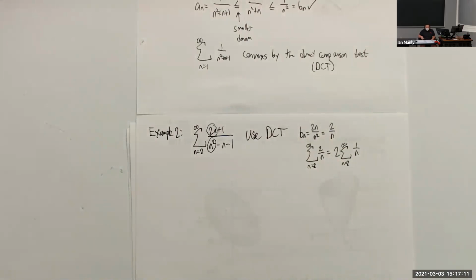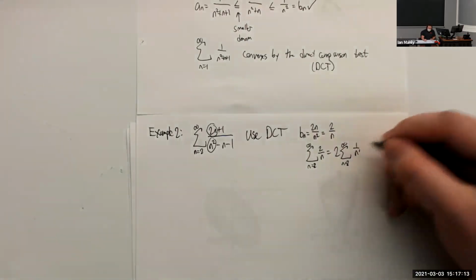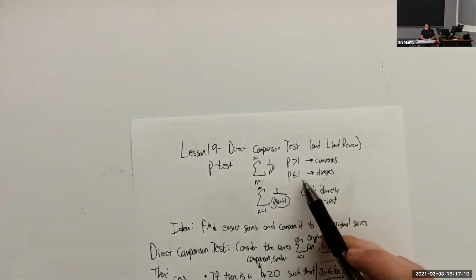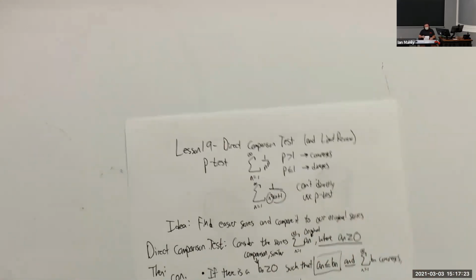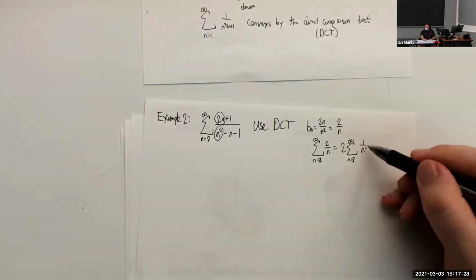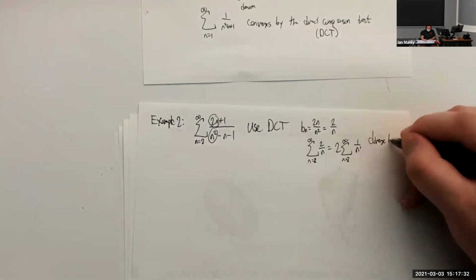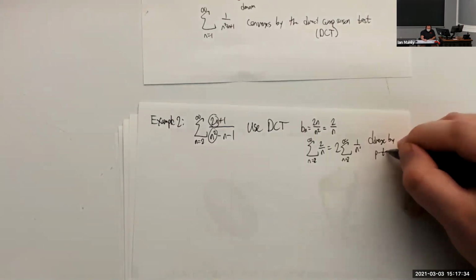And how is it going to diverge? Well, this is technically 1 over n to the first power, right? And if we go back to our friend, the p-test, all the way back here, we see that if p is less than or equal to 1, we're going to diverge as a series. So remember, just because this goes to 0 as a sequence doesn't mean we're going to converge. This is going to diverge by the p-test.